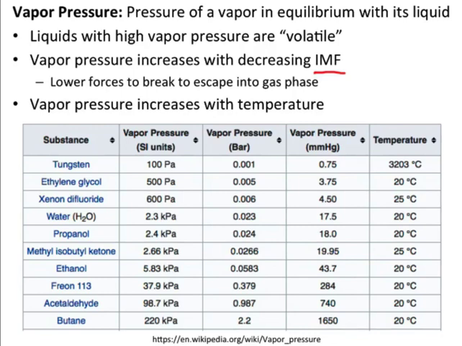Vapor pressure also increases with temperature. At a higher temperature, there's more thermal energy in the sample, and this provides the energy needed for molecules to leave the liquid and join the gas phase. And so more of them do so, and the vapor pressure increases. So this chart I took from Wikipedia, and it gives some examples. And the units we're most used to working with are probably millimeters of mercury over here.